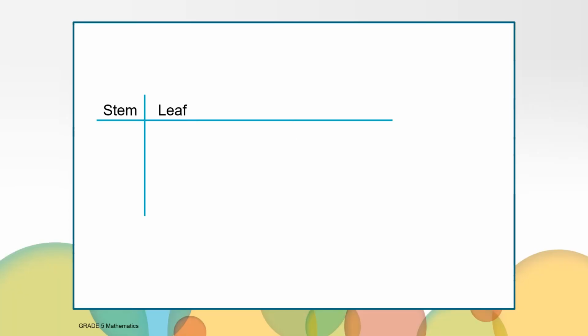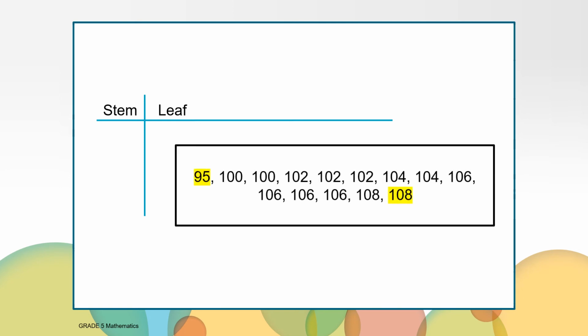Okay, is this what you have on your paper, or is this what you were thinking? If so, then you're correct. So then what's next? Yep, we need to determine the stems. And to help us with that, we need to identify the lowest and greatest data values. The least is 95, and the greatest is 108.